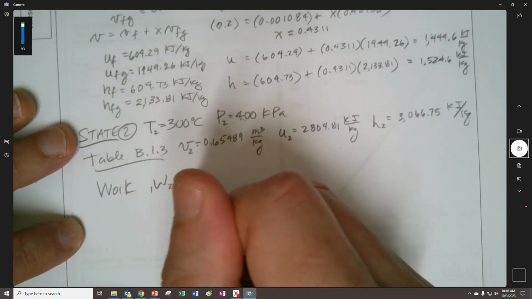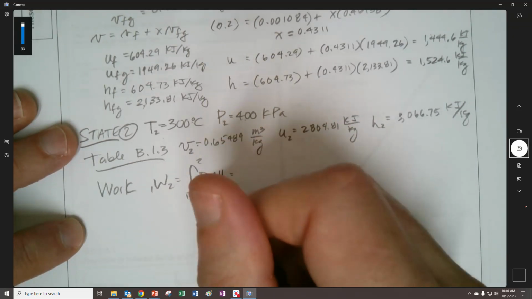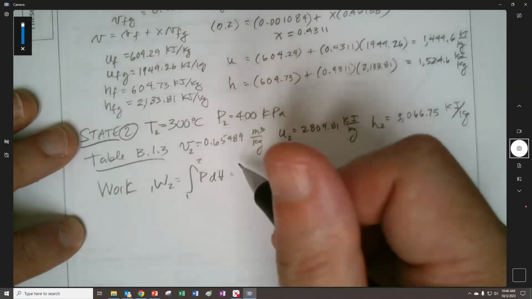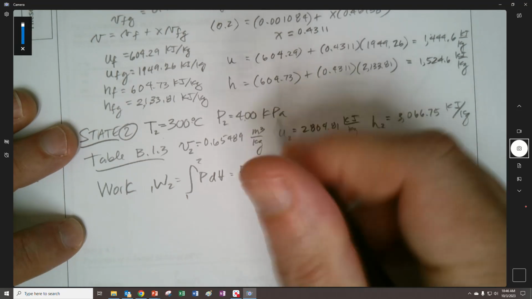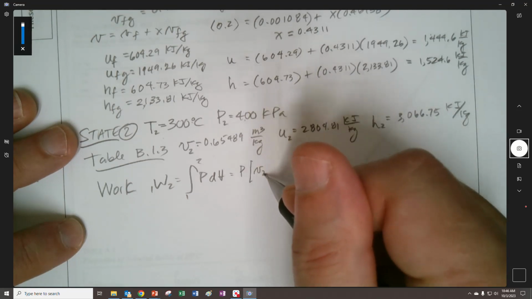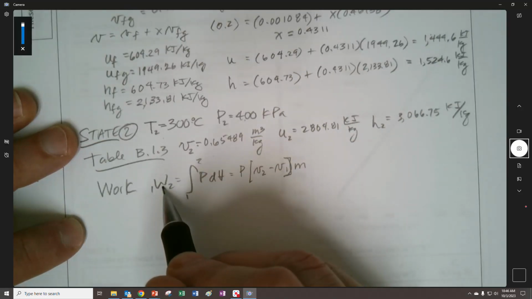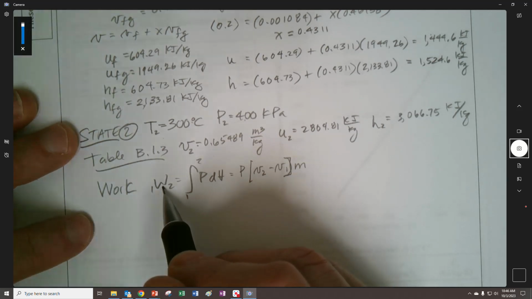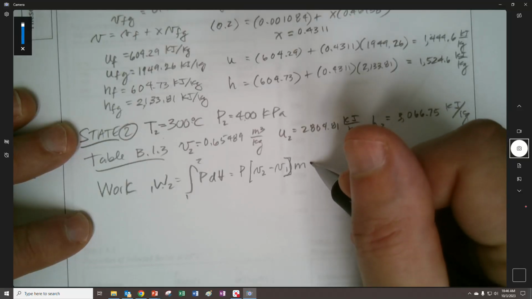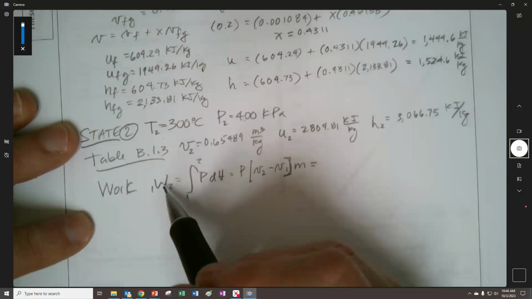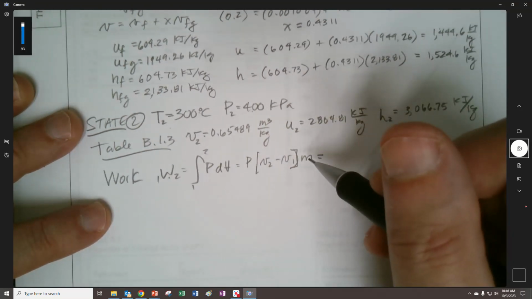Now, the work done. They wanted the work, so find the work that's done between 1 and 2. It's going to be the integral between 1 and 2 of the pressure times the volume. But we know this is going to be a constant volume process. So if that's the case, we get P times (V2 minus V1) times the mass, right? I have to be careful, they weren't particular about what kind of work, but we can assume that they didn't mean work per mass. So we'll multiply it by mass.